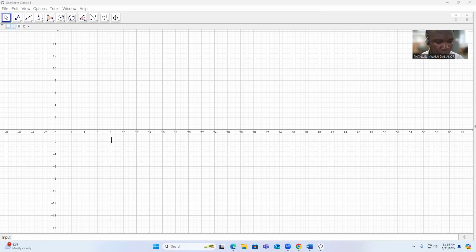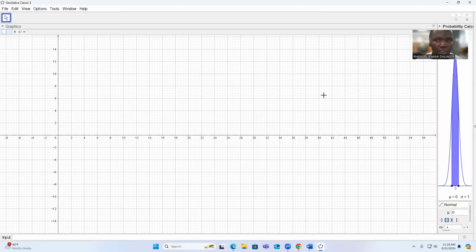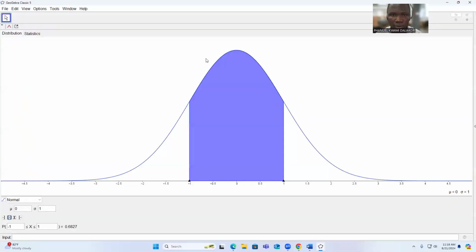I'll continue with probability, how to solve some probability questions using GeoGebra. So to start with, I'll go to View and select Probability Calculator. That's what we'll be using here.